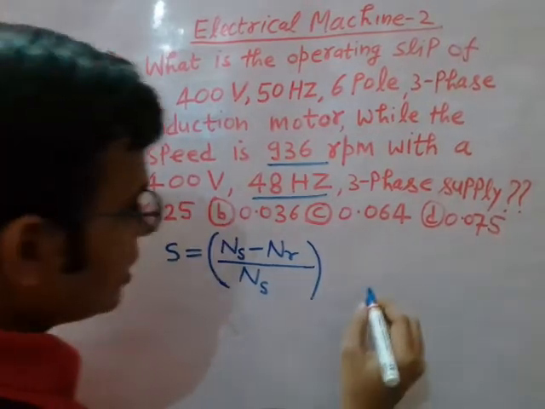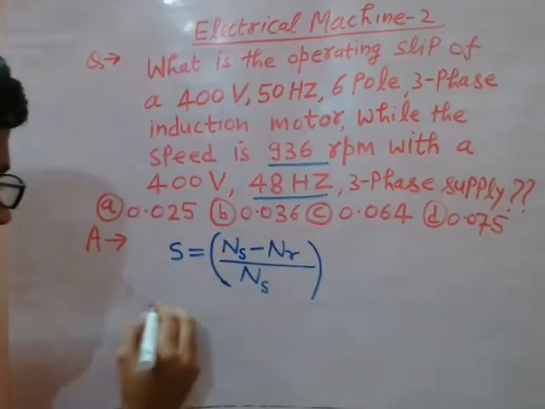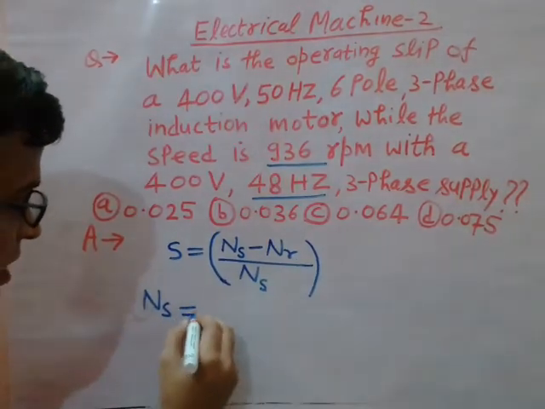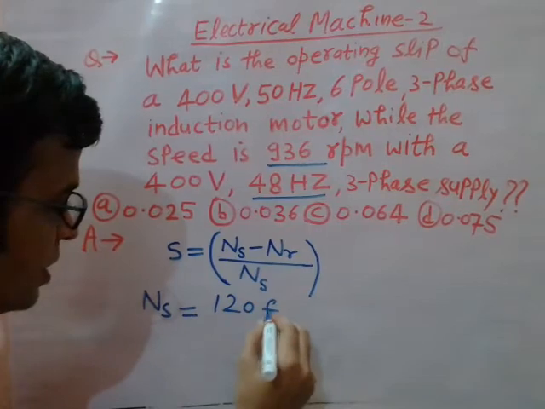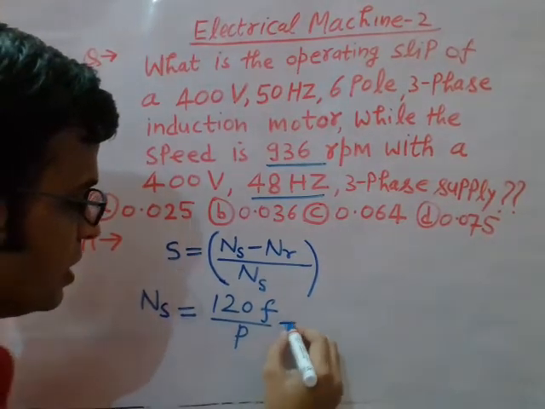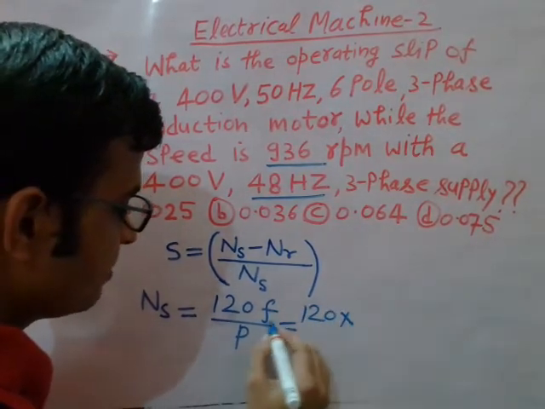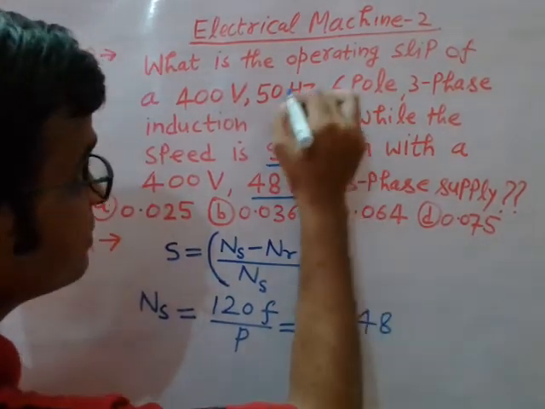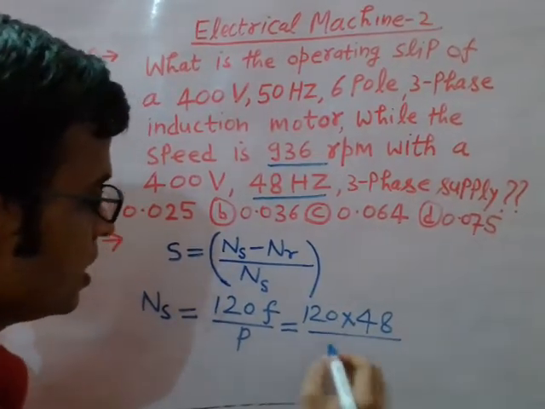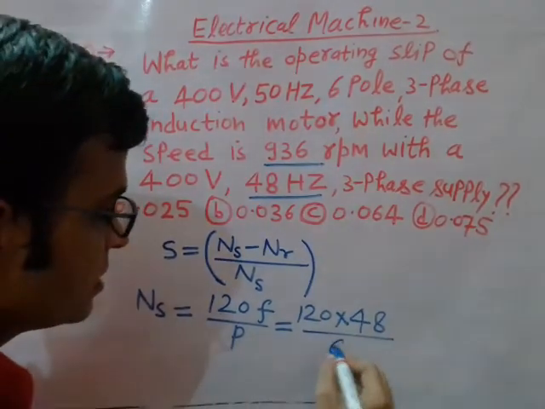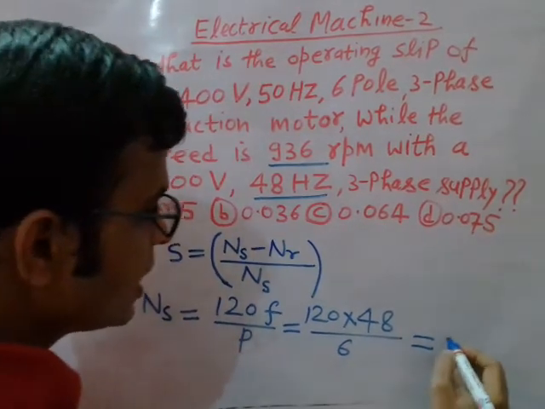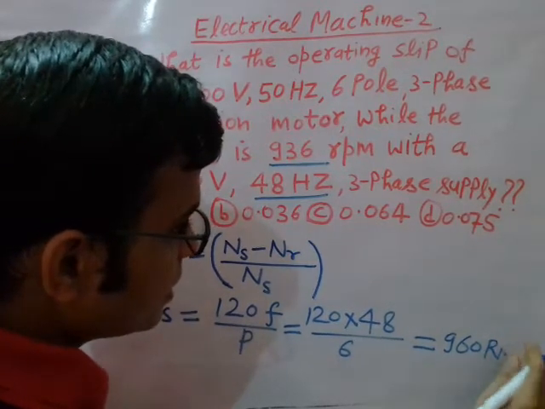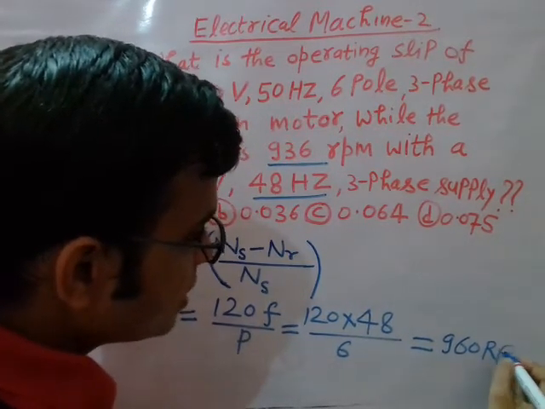So now calculate the operating speed. Calculate the synchronous speed ns. It is given by the basic relation 120f/P. Here f is the supply frequency, which is definitely 48 hertz and not 50 hertz, remember. The number of poles is 6. So when you calculate this, you will get 960 rpm.